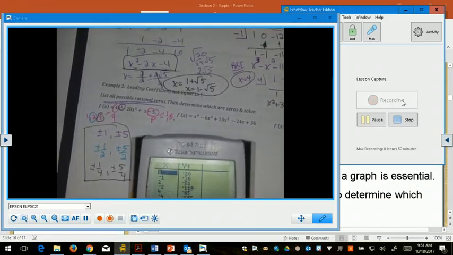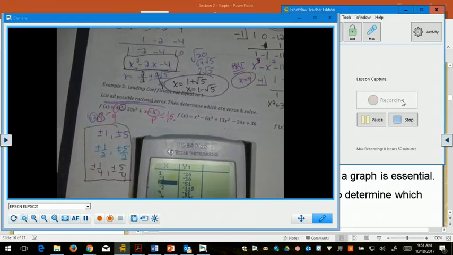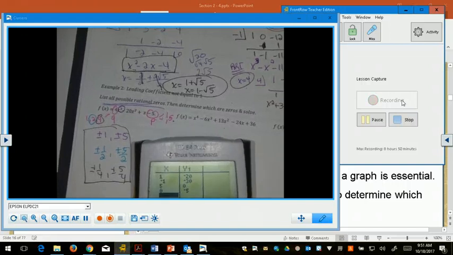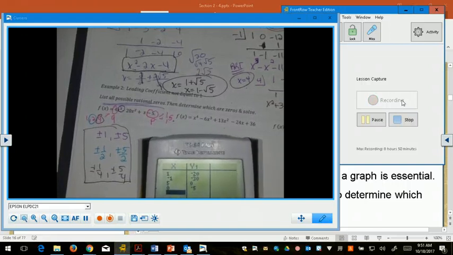I go to my table. I already have 1 and -1 entered. They aren't zeros. 5 is a 0. I don't even need to find the other ones right now. I can if I want to, but I don't have to. There probably aren't going to be any anyhow for this one, but there might be.